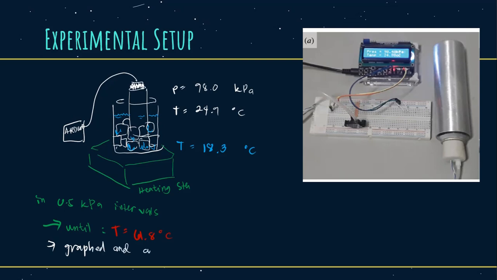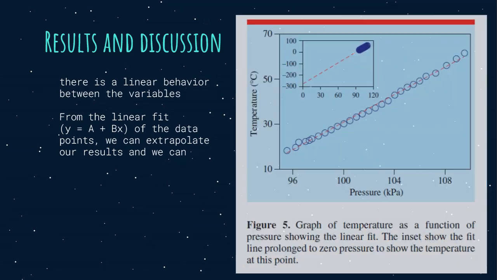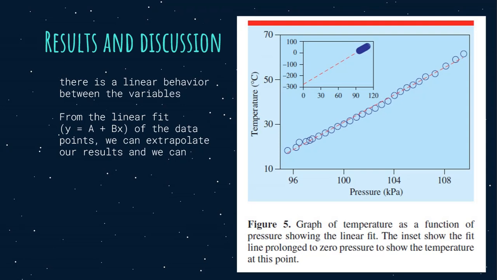But it's just gas inside the vessel. But the pressure is high because increasing temperature, increasing pressure. And then it was graphed and analyzed. And here are the results. After they graphed it, they really have this linear relationship. There's this linear behavior between the variables, the temperature and the pressure.